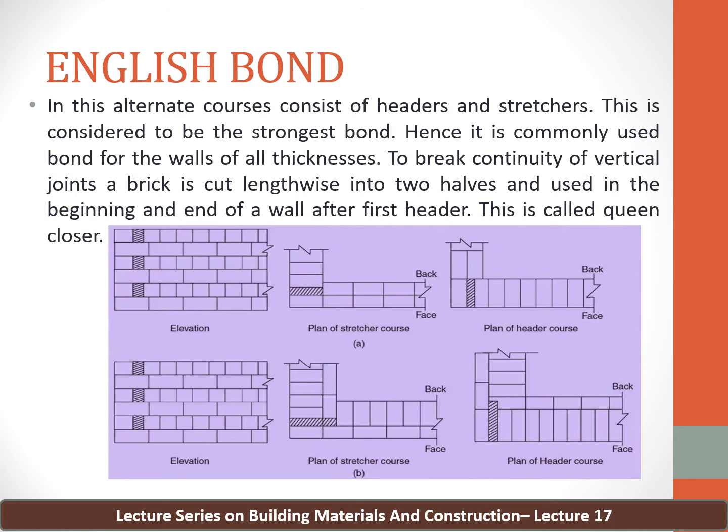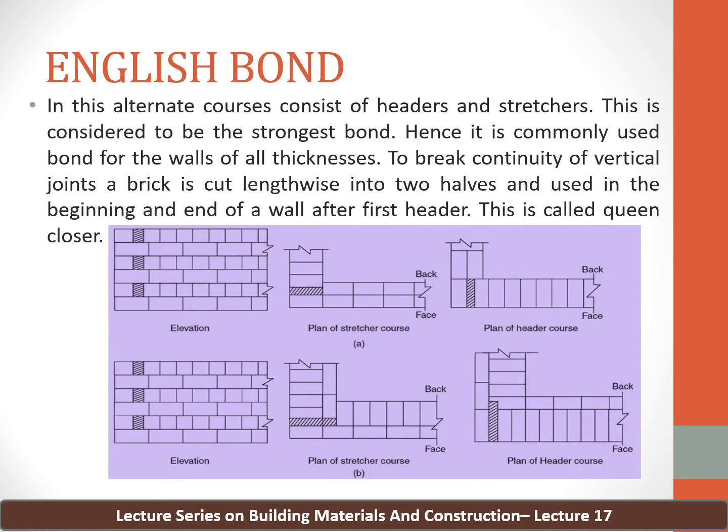This bond is considered to be the strongest bond. The bond consists of alternate courses of header and stretcher. In this type of bond, the vertical joints of the header course come over each other. Similarly, the vertical joints of the stretcher course also come over each other.